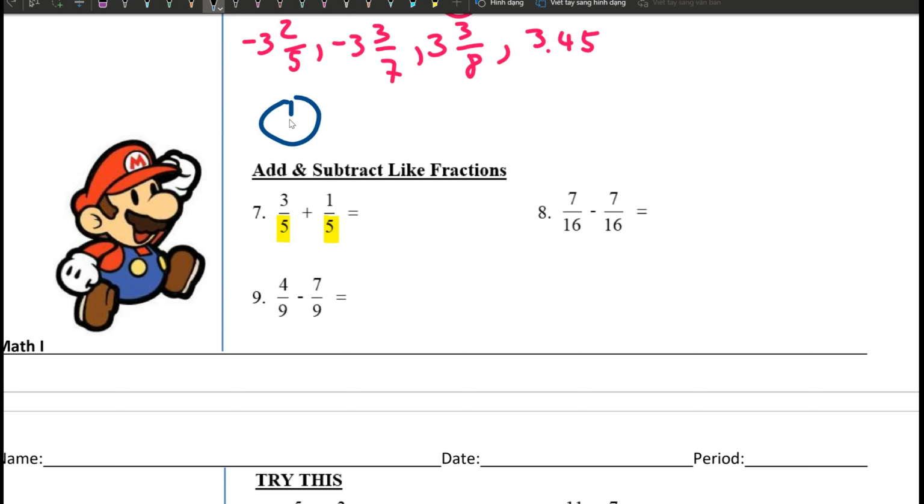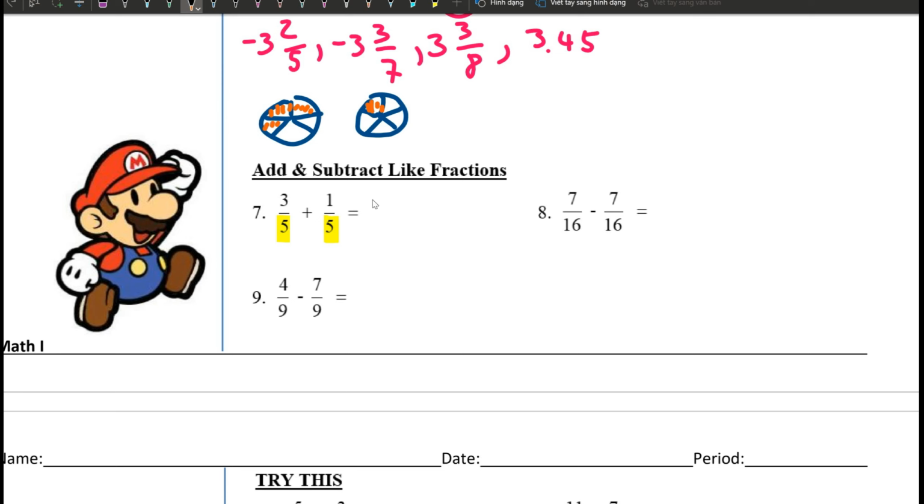Let's see, how do I draw this? Boom, boom, boom, boom, right? 1, 2, 3, 4, 5. So a pizza, you can cut it into 5 pieces. Please excuse my drawing, it's not perfect. So 3/5 means that you have 3 slices of pizza out of 5. And 1/5 means you have 1 slice of pizza out of 5 slices.